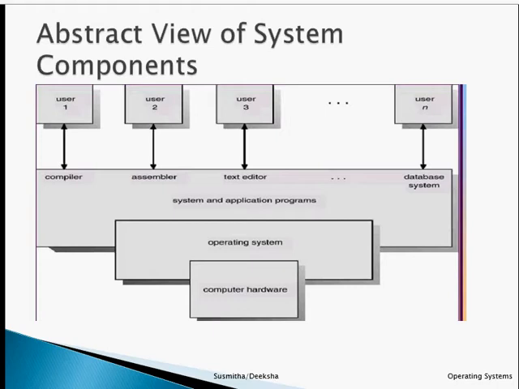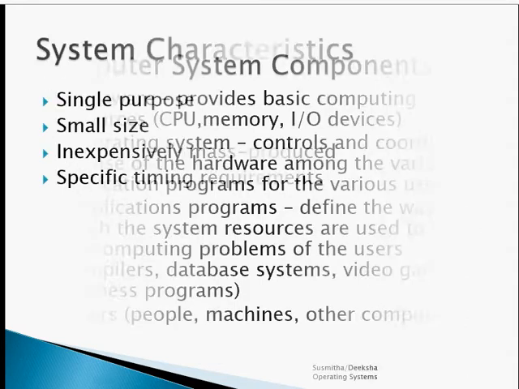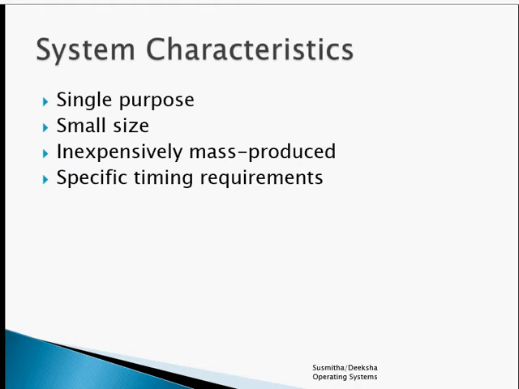The users may be of different types. The users may be people, machines, or some other computers. Here we have the definitions of hardware, operating systems, application programs, and the users. Let's see the system characteristics. The system characteristics are single purpose, small size, inexpensively mass produced, and specific timing requirements.